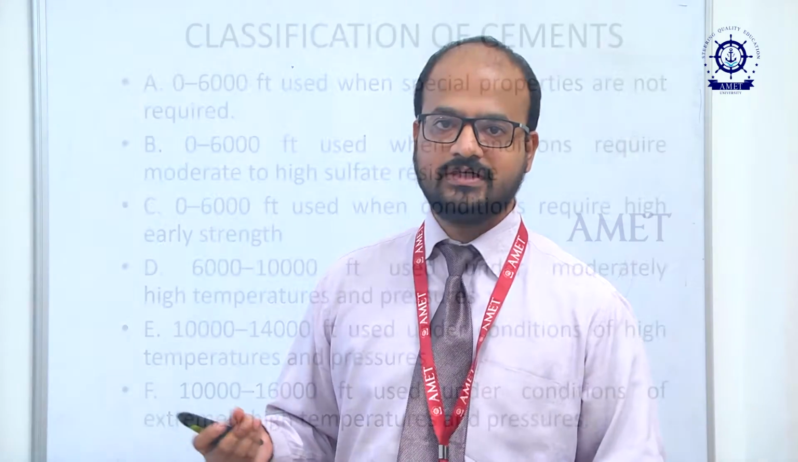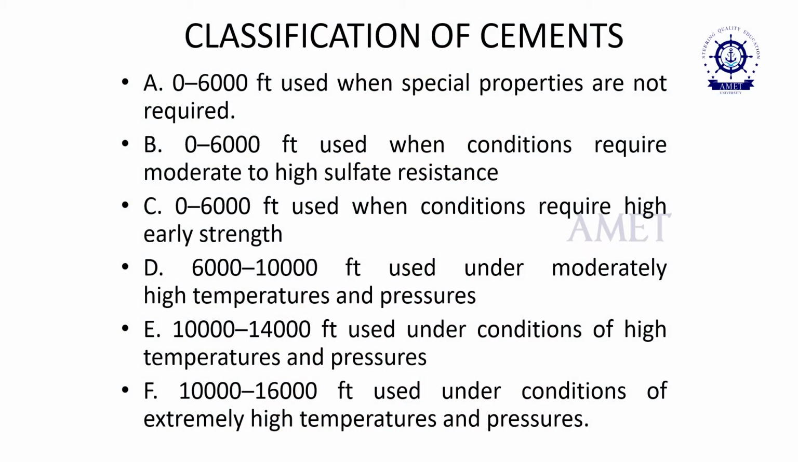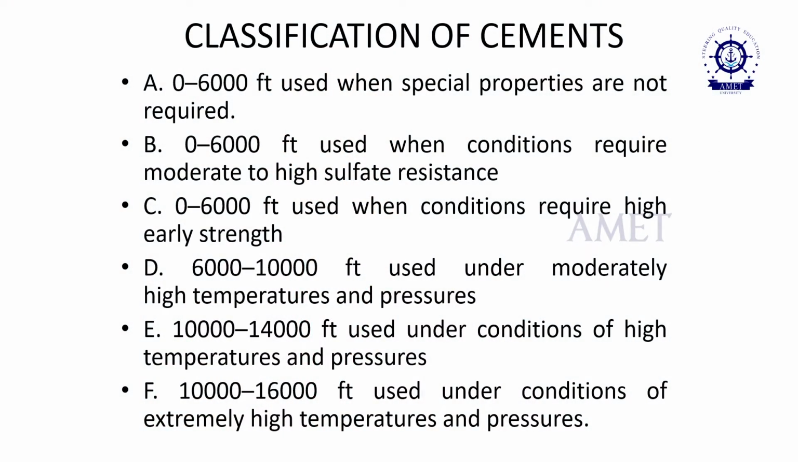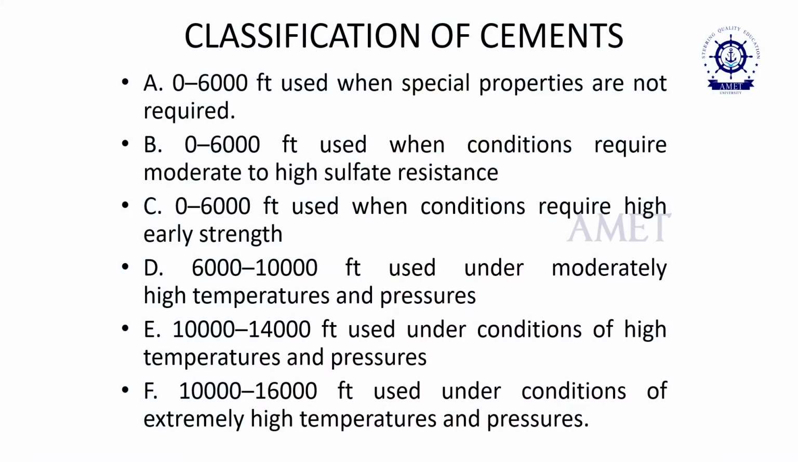Further, we have to discuss the classification of cementing. You can say the classes are from A to F. Class A is cheaper. Class F is costlier. In class A, the cement will be done from 0 to 6000 feet, where your formation doesn't require any special properties. If the formation is very plain and easily accessible without any complexity, then I can go with class A, and this class A is also cheaper.